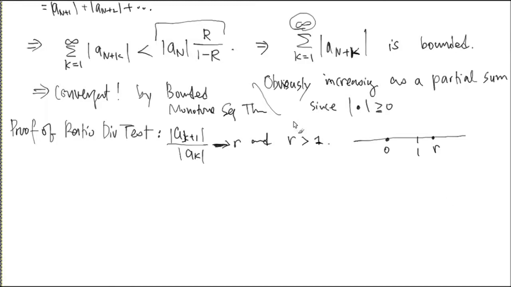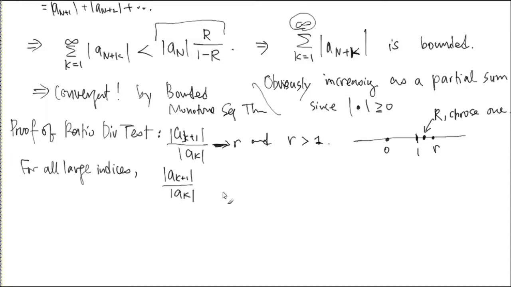And we choose this number between 1 and r again. Choose number R. So r is greater than 1, and for all large indices, this absolute value of a_{k+1} divided by absolute value of a_k is approaching r, is all gathered around here, so therefore it's greater than capital R. Is that right? Does that make sense?